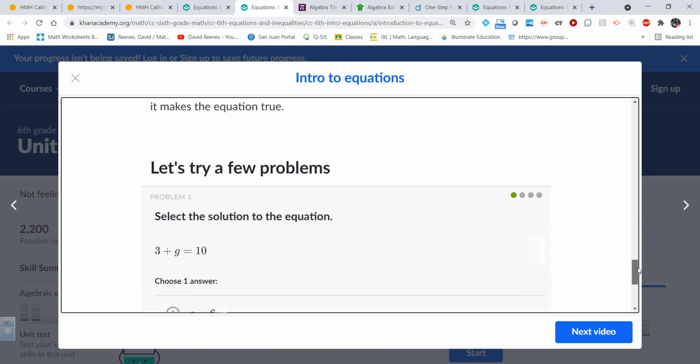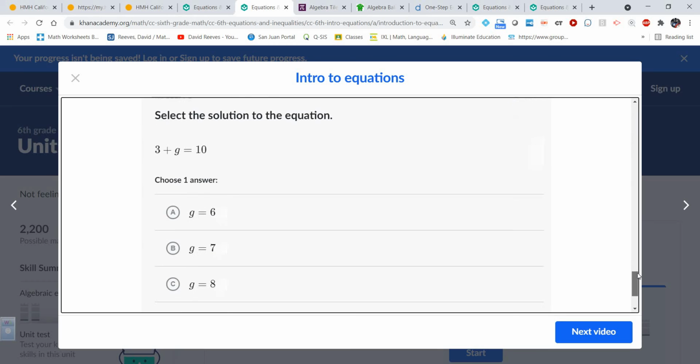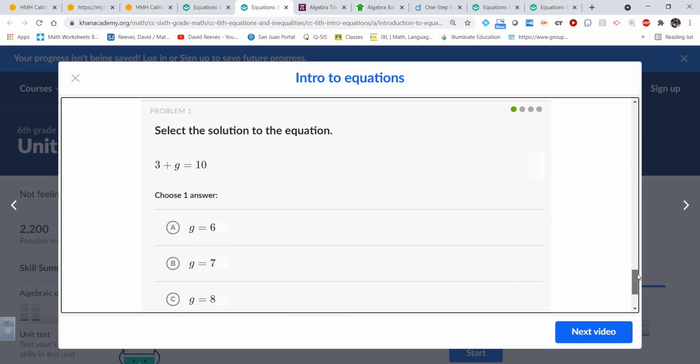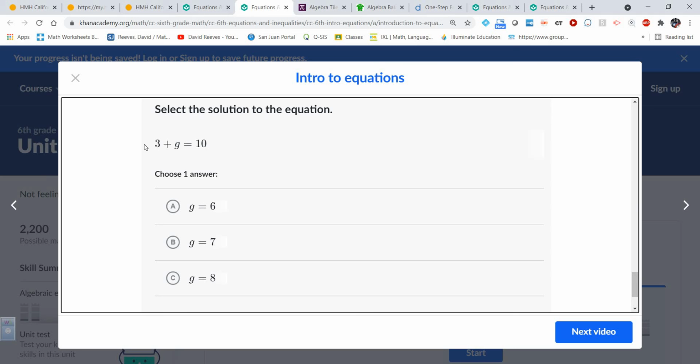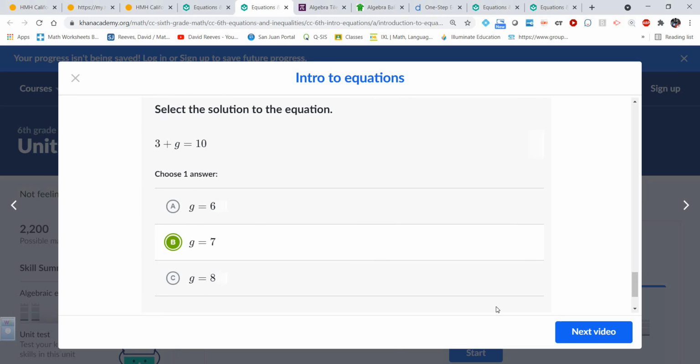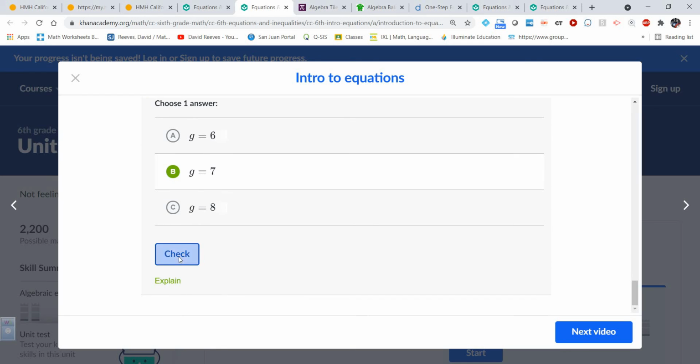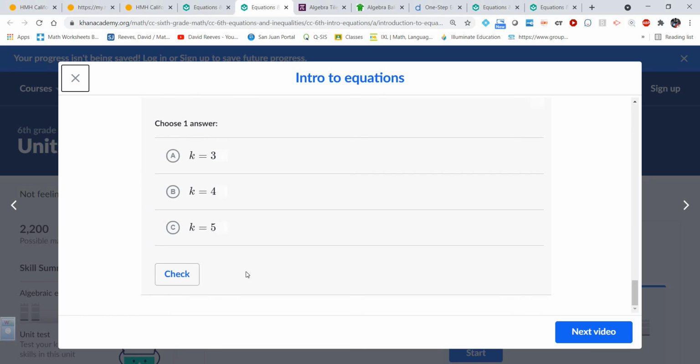Let's try a few problems, see if we can just do some mental math and find the solution to the equation. We have 3 plus g equals 10. Remember, 3 is a constant, plus is our operation, g is our variable, equals 10. We want to know what g could be. Well, 3 plus 6 would be 9. 3 plus 7 is 10. There we go. 3 plus 8, by the way, would be 11. Let's check it. Correct.